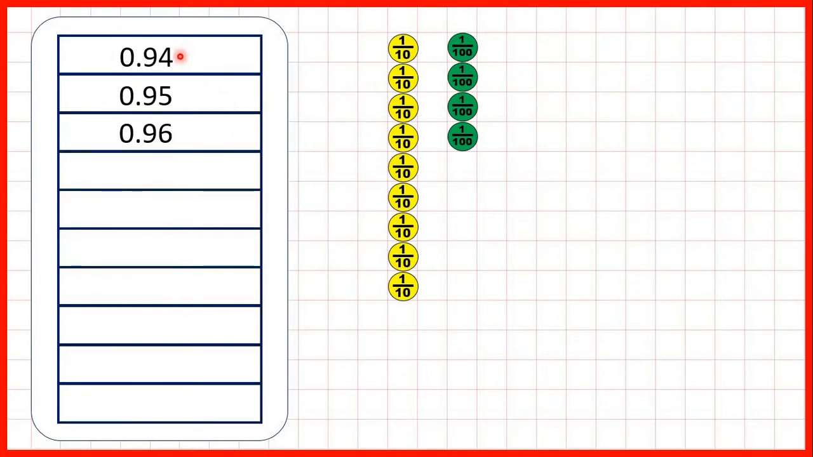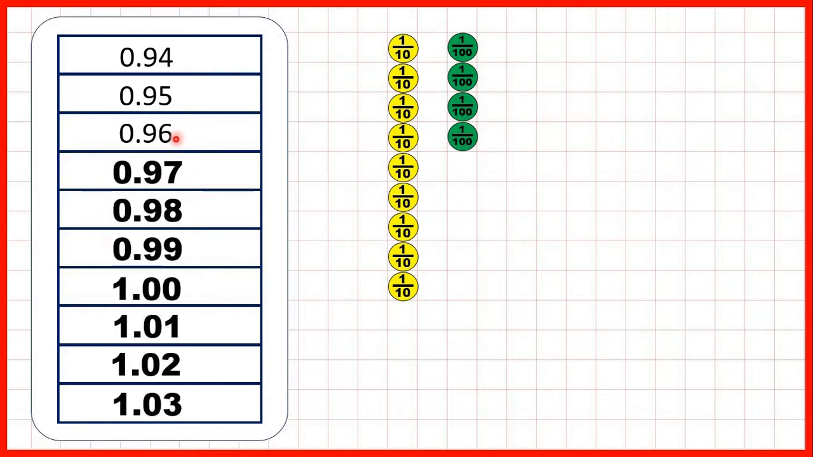Now, 0.94, 0.95, 0.96. What are our next 7 numbers? Well, we're adding hundredths or counting in steps of 1/100th, and you can see that counting in hundredths is very similar to counting in ones, but we don't normally write 1.00, because if you have a decimal point and then zeros on the end of a number, you have a whole number. So notice we get 0.99, then 1 whole, then 1.01.